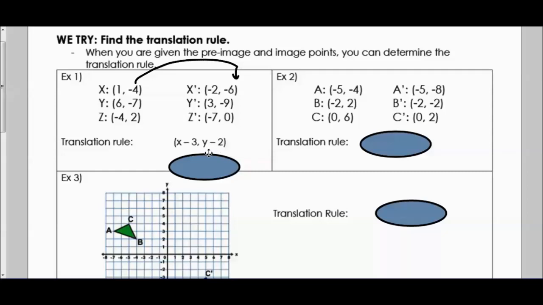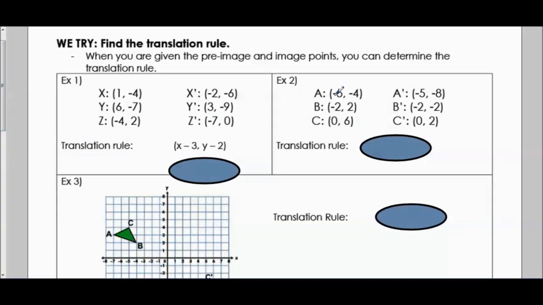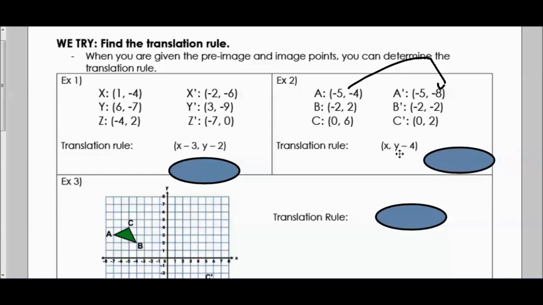That's the translation rule. On example 2, we're looking at those x values, and they're actually exactly the same. Going from -5 to -5, nothing really changes, so we're not going to do anything to the x value. We're going to leave that exactly the same. And from the y values, it looks like we're going down from -4. We're going down to -8. That's dropping 4. Again, the positives might be easiest to see. Going from 6 down to 2, we're dropping 4. So we're subtracting 4 from each of the y values.